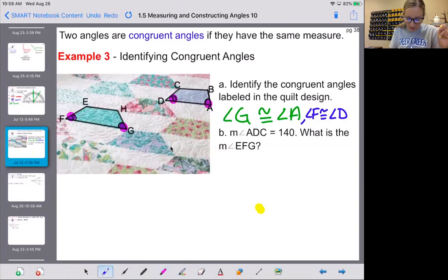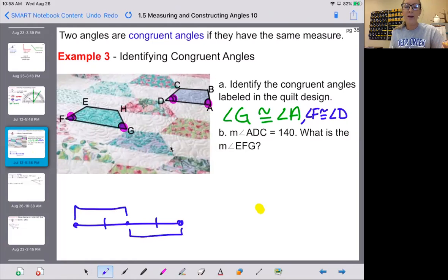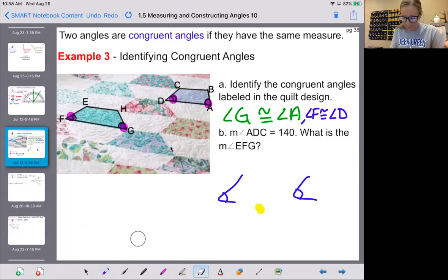Remember last week we had a segment with a midpoint and we marked it with these little lines. Those little lines meant that those segments were congruent, right? Like from here to here was the same as from here to here. Okay, it's the same idea. If you put a little arc on an angle, then that is saying they're the same. It's the same idea as these little tick marks over here.